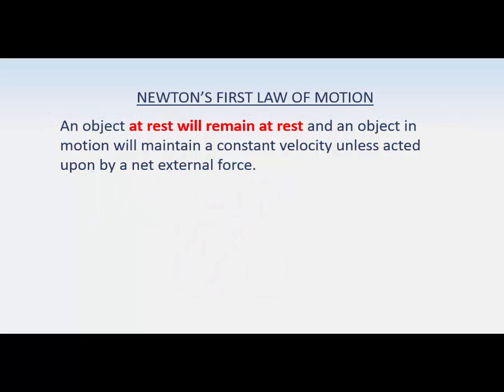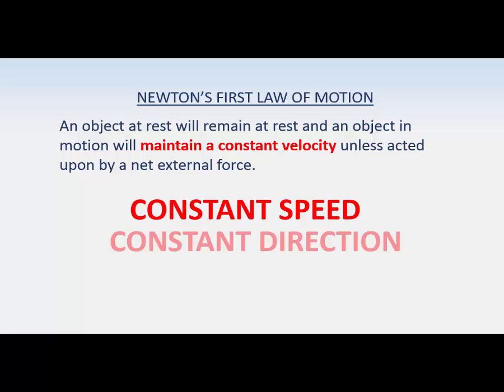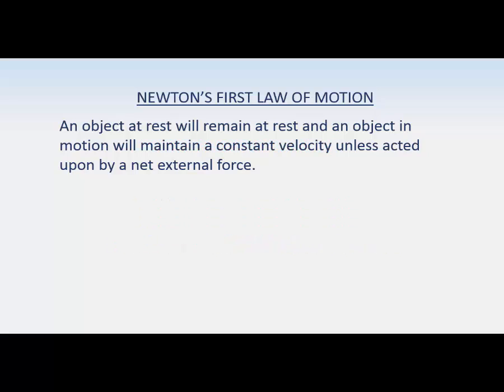Now we can look at Newton's first law of motion and examine specific parts of it. Notice there are two conditions. One, an object is at rest, and the other one, an object is in motion. For the first condition, it simply says an object at rest will remain at rest. For the second condition, however, it says an object in motion will maintain a constant velocity, and that means two important things here. One, that it will maintain a constant speed, and two, that it will maintain a constant direction in a straight line. The final part of Newton's first law says that these conditions will remain unless acted upon by a net external force.